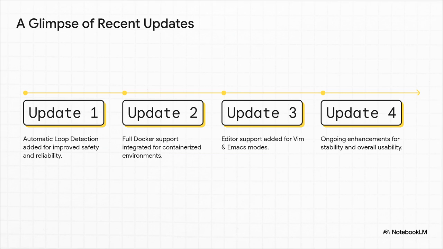This is the power of open source firing on all cylinders. And this slide just gives you a little taste of that incredible pace. I mean, just in the past few weeks, the community has added things like automatic loop detection for safety, full Docker support, which is huge, dedicated editor modes for all you Vim and Emacs users, and just tons of other fixes to make the tool more stable and easier to use. It is literally getting better every single week.